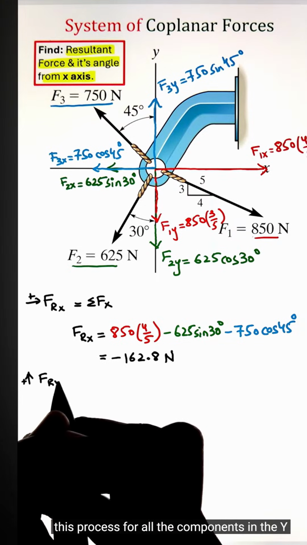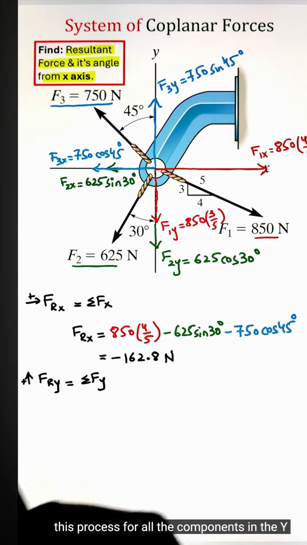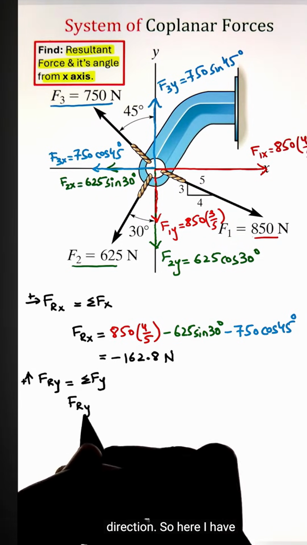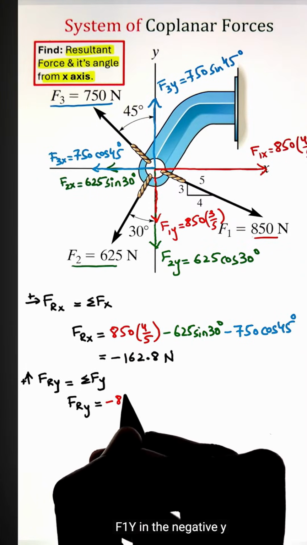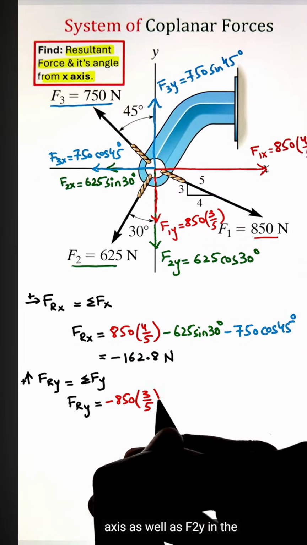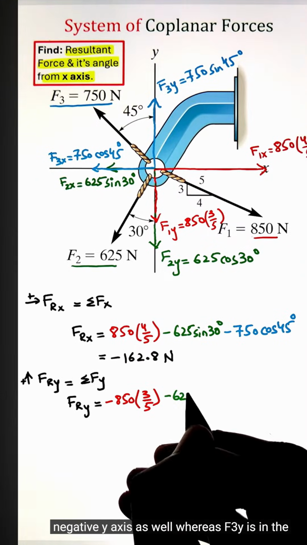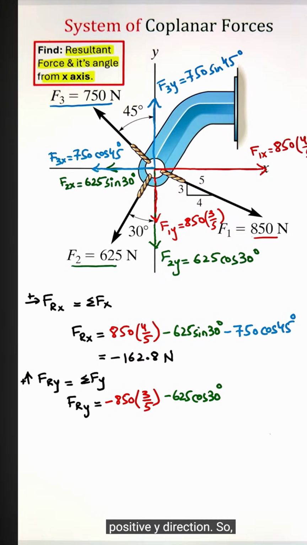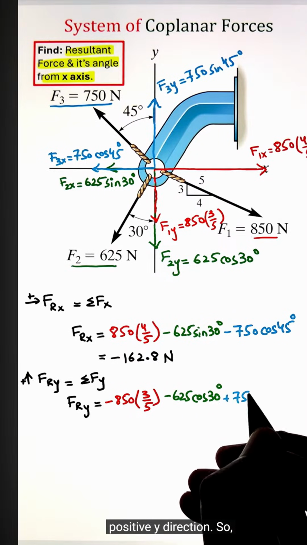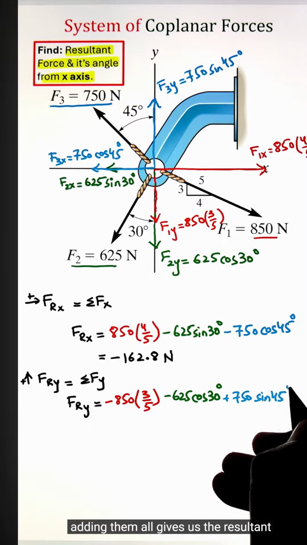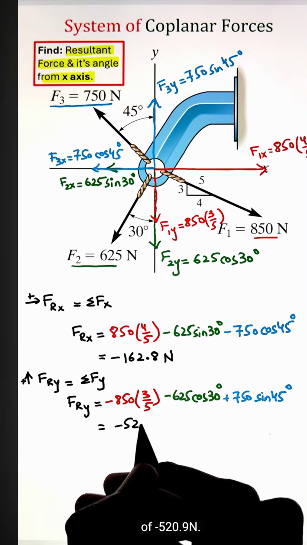Similarly, we can repeat this process for all the components in the y direction. So here I have F1y in the negative y-axis, as well as F2y in the negative y-axis as well, whereas F3y is in the positive y direction. So adding them all gives us the resultant of negative 520.9 Newton.